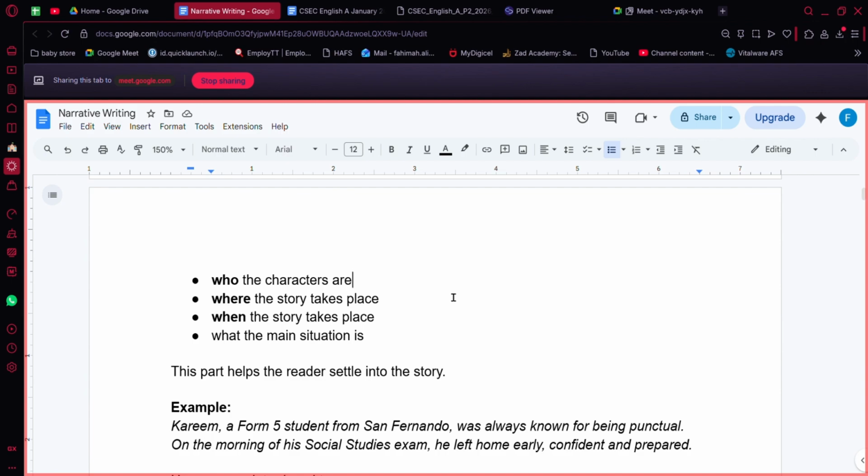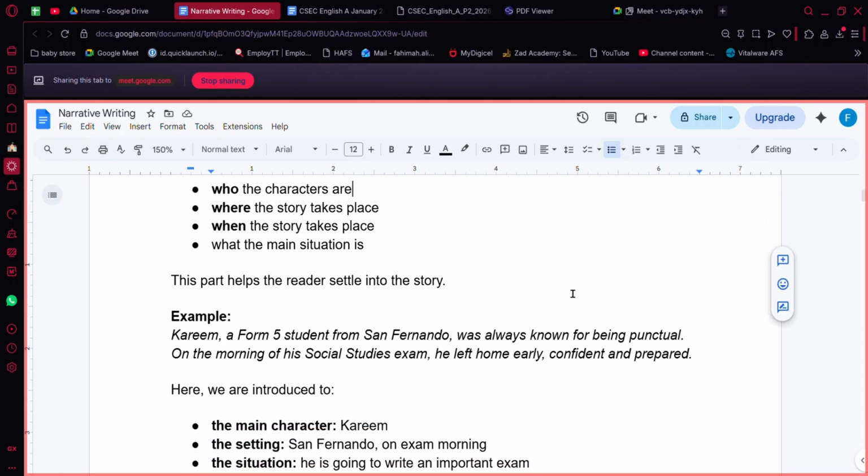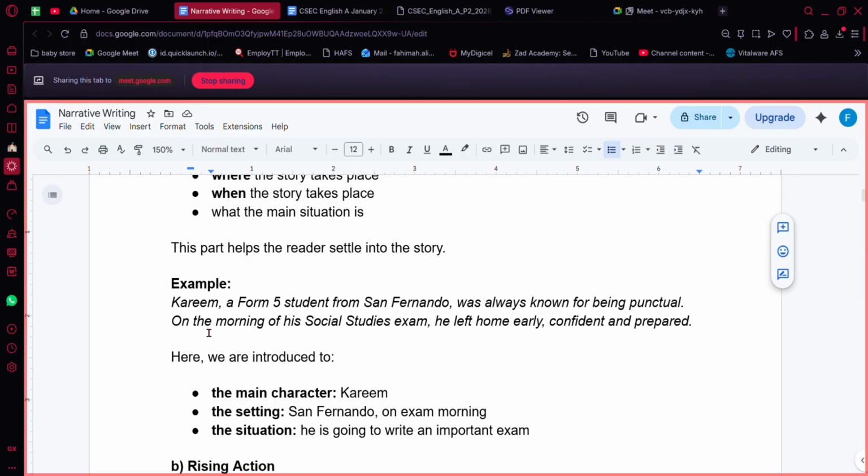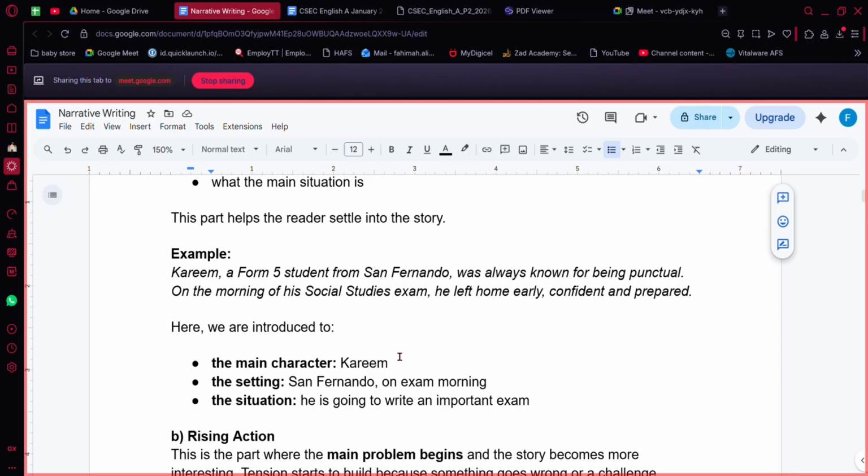For example, we have Karim, a Form 5 student from San Fernando, was always known for being punctual. On the morning of his social studies exam, he left home early, confident and prepared. So here we are introduced to the main character, who is Karim. Also, the setting is that it is happening in San Fernando, and when it is happening, on the morning of the exam. The situation is that he is going to write an important exam.